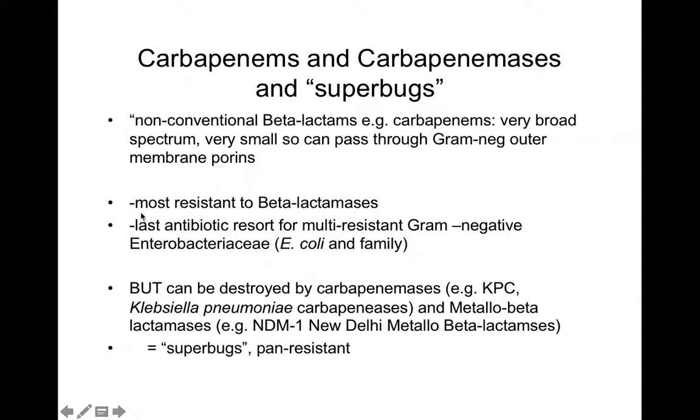The carbapenems were resistant to most of the bacterial beta-lactamases that had evolved, right? And so for a lot of the multiple antibiotic-resistant gram-negative bacterial pathogens, and we'll discover, you guys, there's a big family of gram-negative bacteria called Enterobacteriaceae. This is the family to which E. coli belongs. Most of the gram-negative bacteria we work with in our lab belong to this big family, Enterobacteriaceae. Many of these guys are resistant to multiple antibiotics.